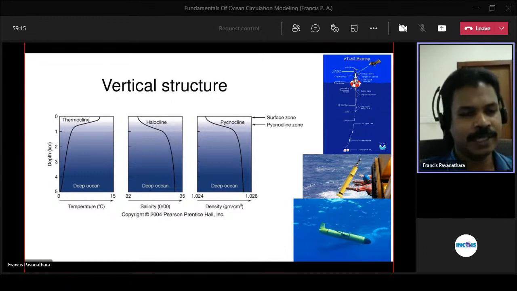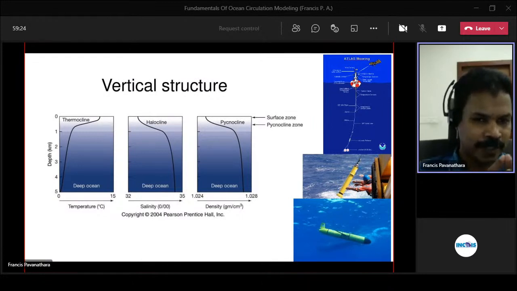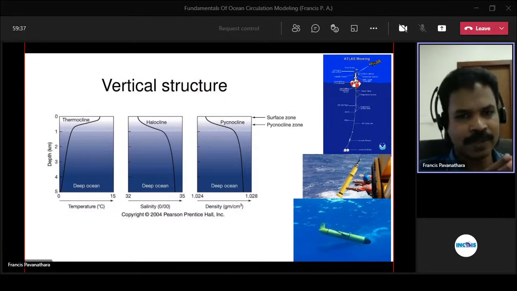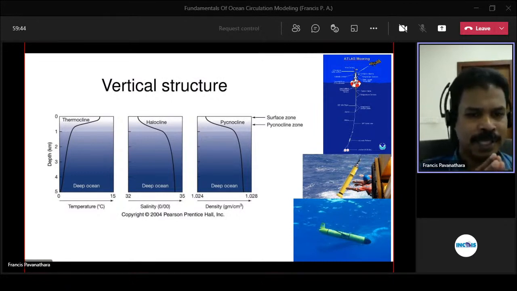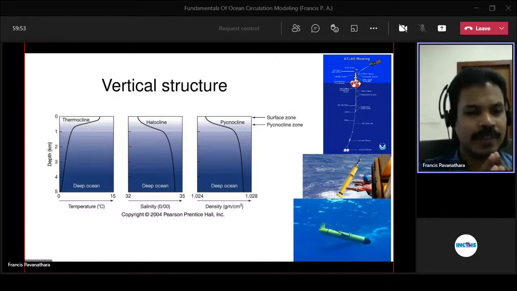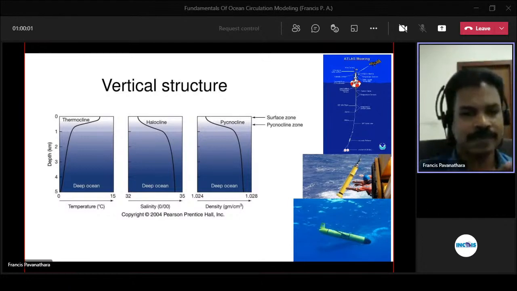This is a mean picture, and the vertical axis is given in terms of kilometers. You can see that near the surface of the ocean there is a uniform distribution in temperature that we call the mixed layer. Mostly density and salinity are also more or less constant in that layer. And there is a sharp change in these properties, temperature, salinity, and hence the density. This region we call the thermocline region, and after that there is more or less uniform temperature, density and salinity.